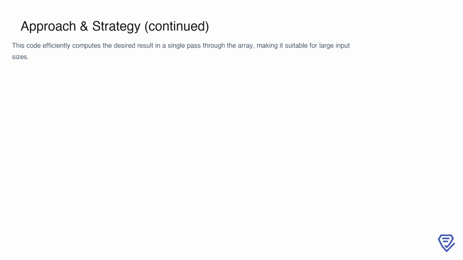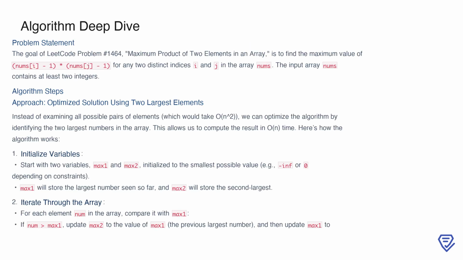In this problem, we are tasked with finding the maximum product of two elements in an array, where the product is defined as (nums[i] - 1) * (nums[j] - 1) for any two distinct indices i and j. The input array nums will always have at least two integers. Instead of trying all possible pairs, which would involve a time complexity of O(n squared), we can use an optimized approach that only requires identifying the two largest numbers in the array. This drastically reduces the computational cost to O(n).